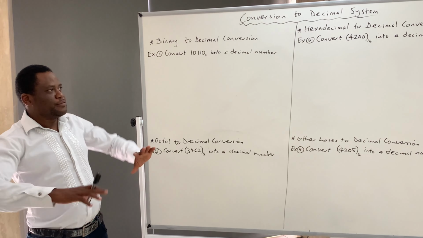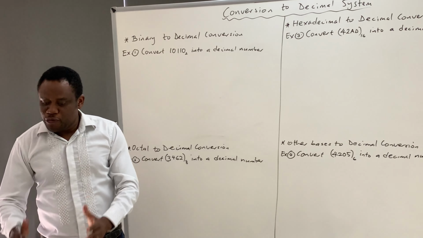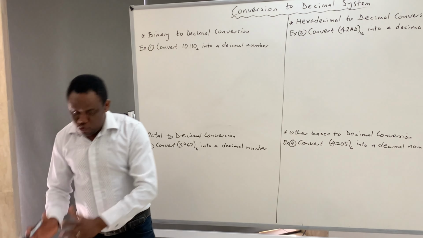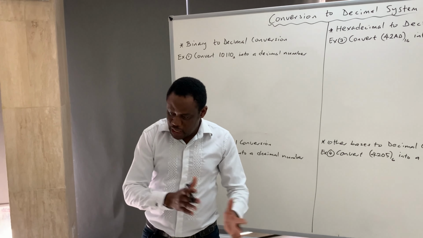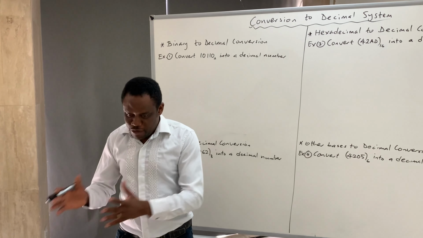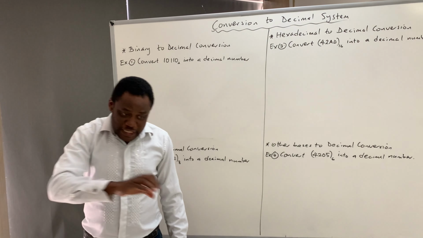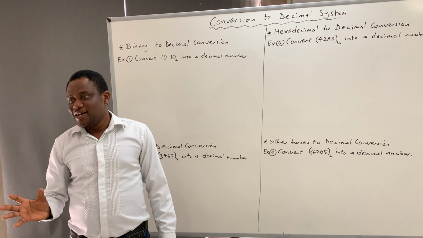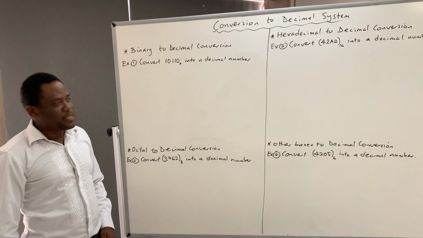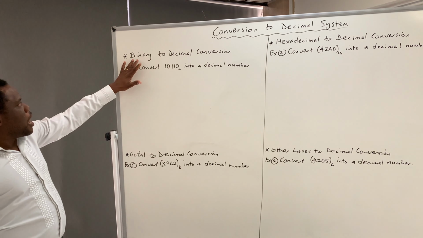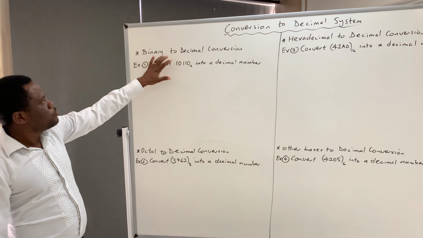Good. Now, let's start with conversion to decimal. So we want to move from other bases to decimal: from base 2 to base 10, base 3 to base 10, base 4, base 8, base 9, base 12, base 16 to base 10. All the time we want to go to base 10. Why? Because base 10 is what we know before, right? So we want to move from other bases to base 10. Okay, let's start. The first example: how to move from binary, also known as base 2, to decimal.